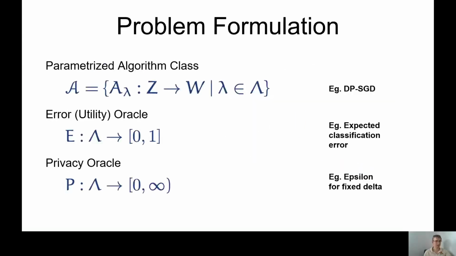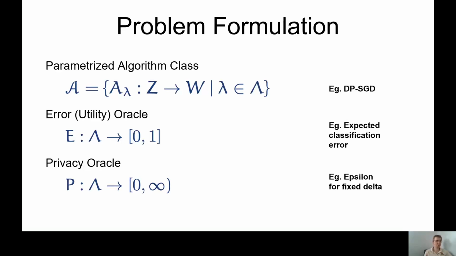Right. So let's try to formulate the problem a little bit more formally. Let's consider a parameterized class of algorithms. A lambda here is an algorithm configuration that we could try, and lambda is a configuration from hyperparameter space. We assume that when we choose a setting from the hyperparameters, we can evaluate the error, and it's going to be a number between 0 and 1.